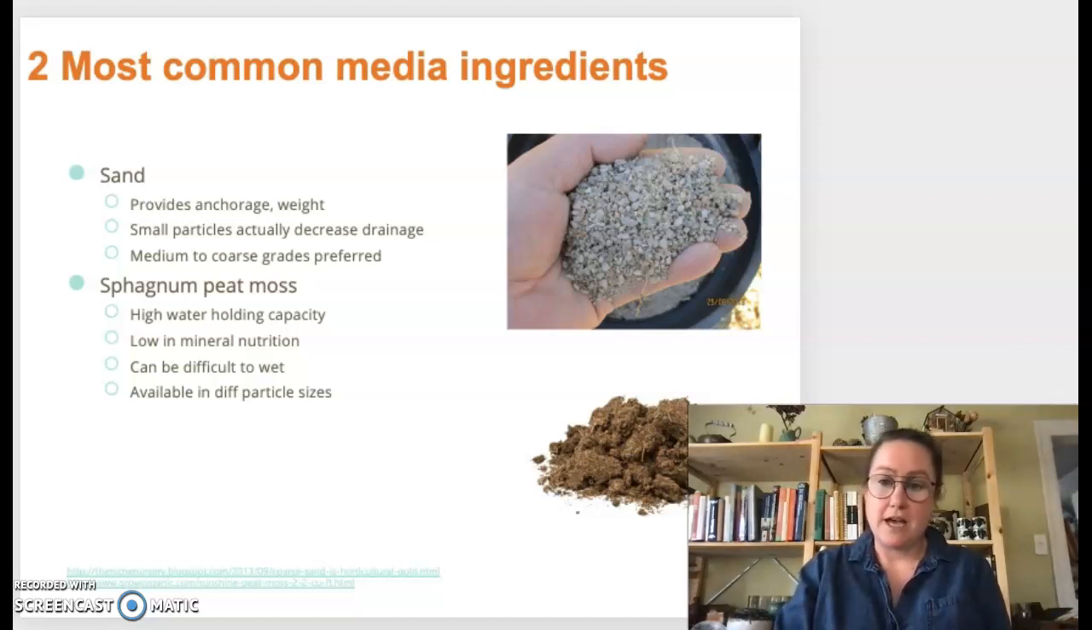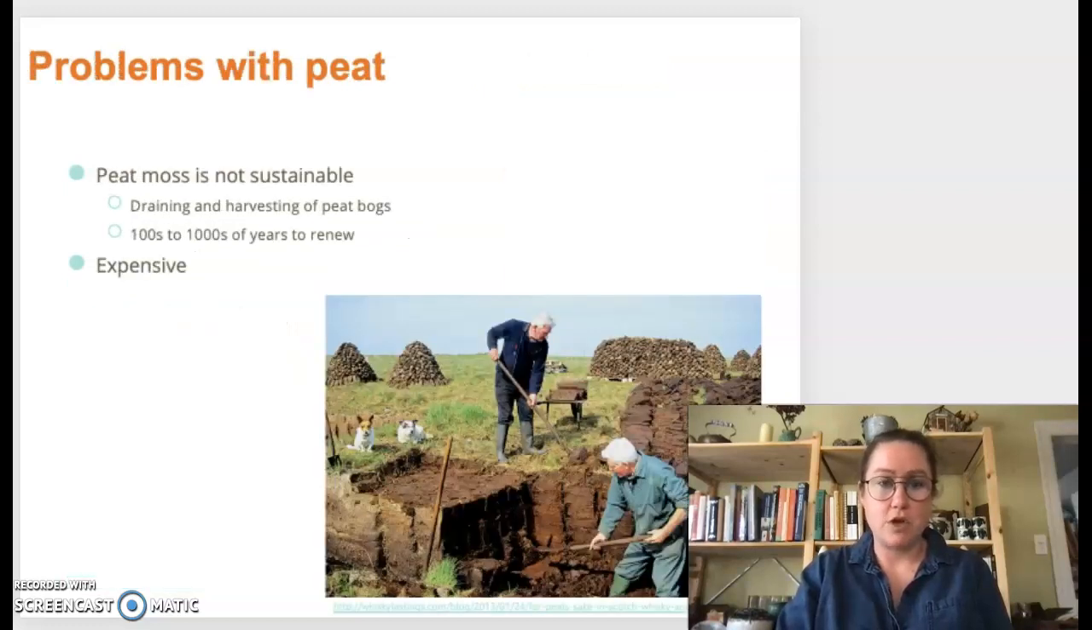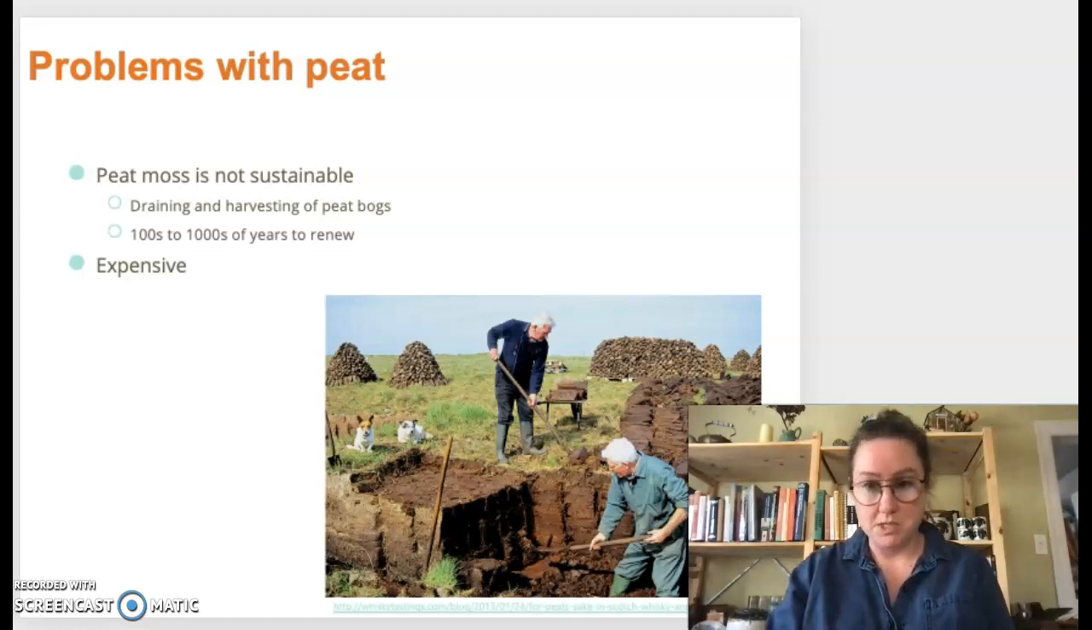Peat moss has its benefits and its drawbacks. It has great water holding capacity. It's available in different particle sizes. However, as many of you know, there are a lot of problems with peat. It's just not sustainable. We've been draining peat bogs, which take forever to renew. So it's great to move away from peat moss here.